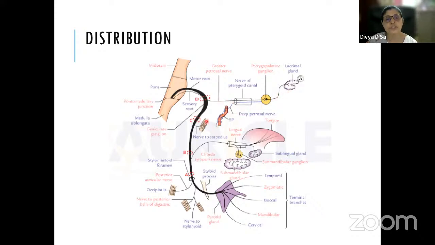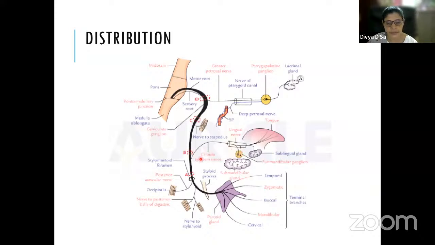Then we have the nerve to stapedius. In the posterior wall, as it is coming down, it will supply the muscle, that is, the nerve to stapedius. Then as we come down here, also in the middle ear cavity, we will see in the lateral wall of the middle ear the chorda tympani nerve. The chorda tympani nerve is joined by the lingual nerve. So basically, what does the chorda tympani nerve do? It carries the taste sensations, isn't it? Taste sensations from the anterior two-thirds of the tongue, and it also provides preganglionic fibers to the submandibular ganglion, that is through the lingual.